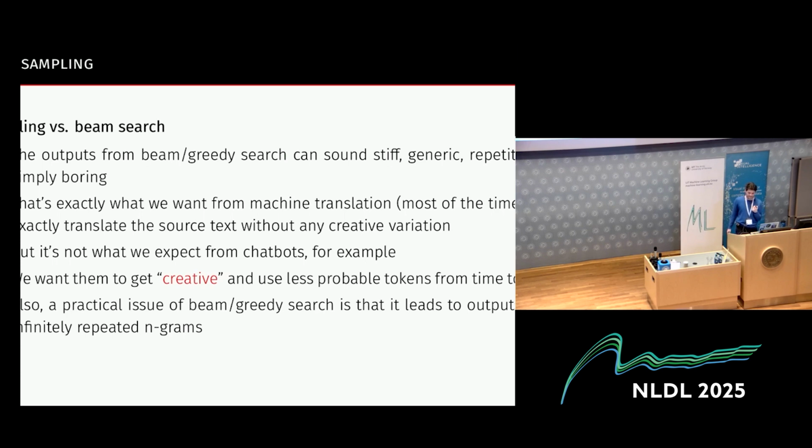The problem with beam search is that the outputs can sound stiff, generic, repetitive, or just boring. And sometimes this is exactly what we want. For example, when we are doing machine translation, we don't want the model to stop doing the translation and tell us a funny joke. We want the model to actually do the translation, which is kind of boring, but then we stick to searching for the most probable sequence. But other times, for example, when we are designing chatbots, we want these chatbots to sound more natural. So for chatbots, random sampling is the way to do it.